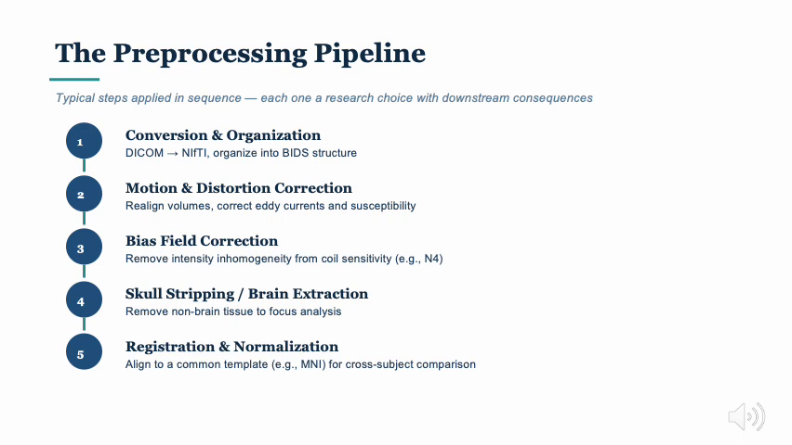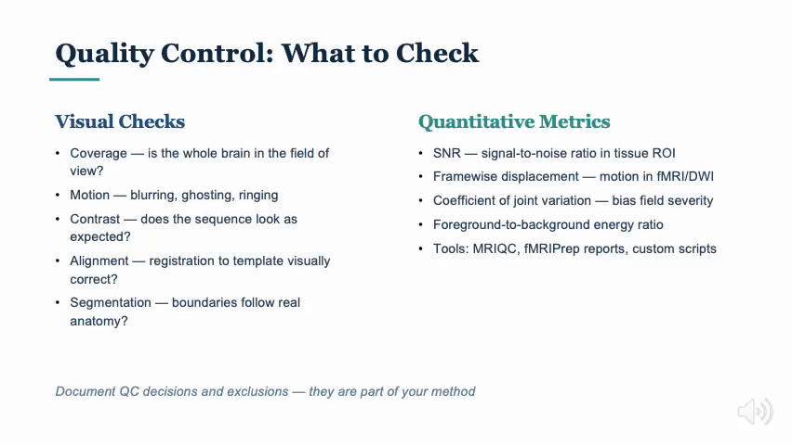Fourth, skull stripping or brain extraction to focus the analysis on brain tissue. And fifth, registration and normalization, aligning everything to common templates such as MNI space so we can compare across subjects.